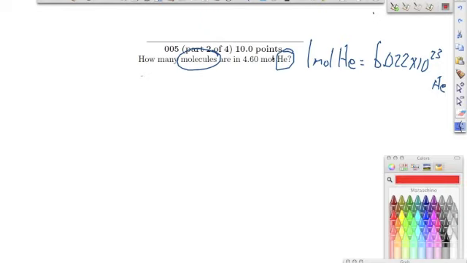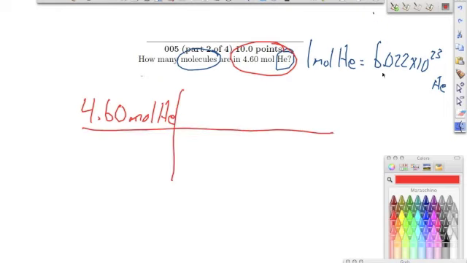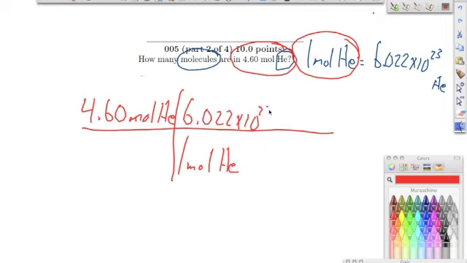So we go ahead, remember we always start with the number in the problem, so we're going to start with 4.60 moles of helium. And since moles is on the top, we look at our conversion factor, put that same unit on the bottom, 1 mole of helium, and we put the other half on top, 6.022 times 10 to the 23rd molecules of helium. We see their units cancel, and we multiply this out. Remember to use second comma, and we should get an answer right around 2.77 E to the 24th.